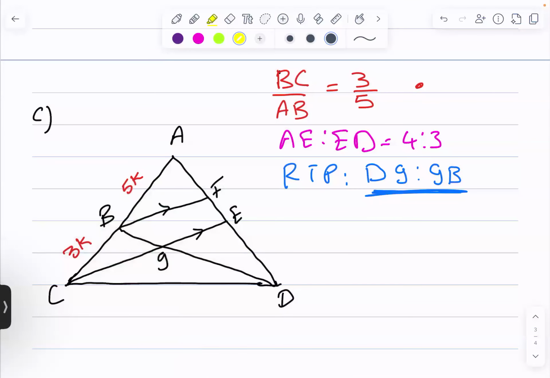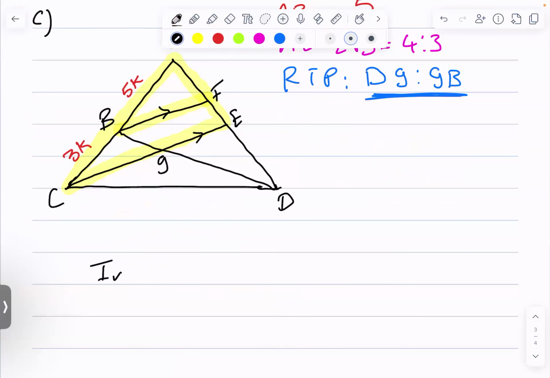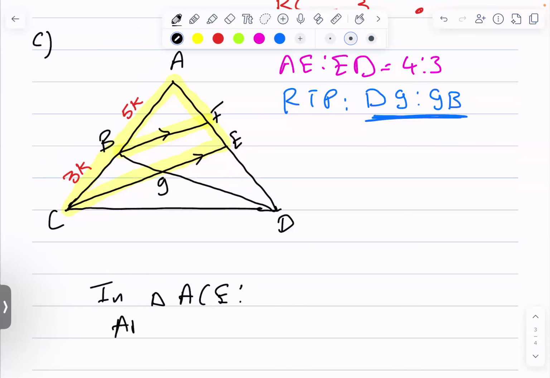Do you notice that we are going to start in triangle ACE with the given information? Do you notice that? Therefore, in triangle ACE, we are having parallel lines from what we were given. Let's just start with that one, so that we don't leave anyone confused. We were given that AB over BC is equal to 5 over 3. This was some given information.